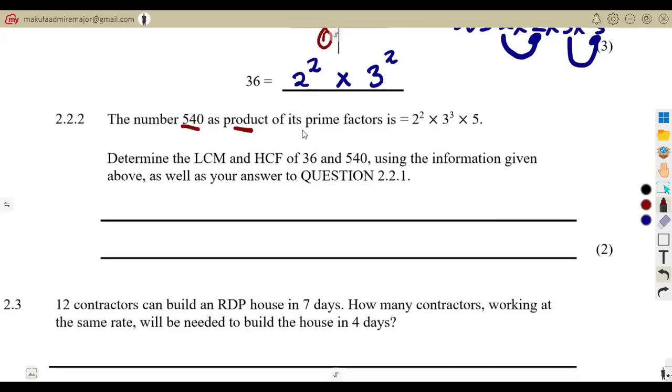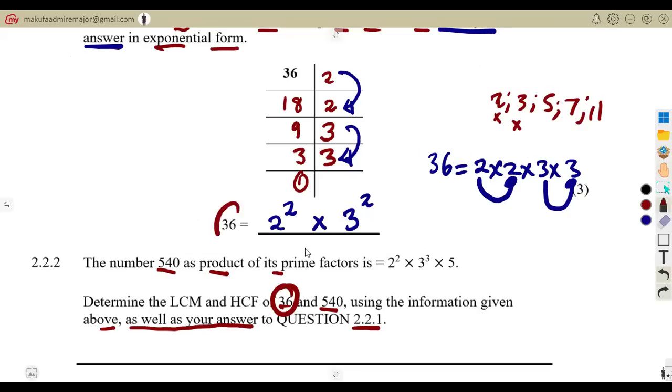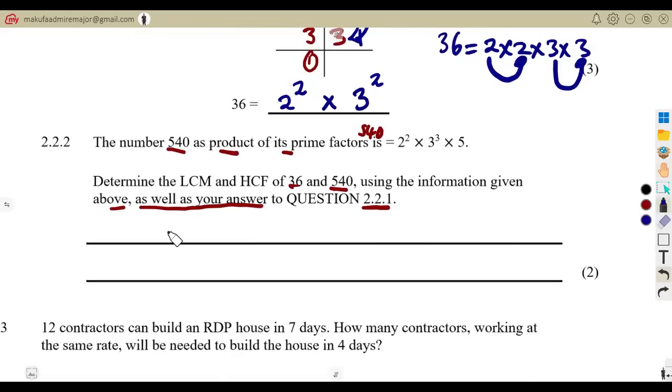Then they are saying the number 540 as a product of its prime factors is, they gave us the answer for 540. Determine the LCM and HCF of 36 above, as well as your answer to question 2.2. Here the 36 is the same 36 that we simplified. So these are the two numbers, the 36 and 540, and we need to determine the LCM. Remember, the LCM is the lowest common multiple. It is when you divide by the number, we are going to obtain an exact value, but being the smallest value of all the multiples, we need the lowest one.